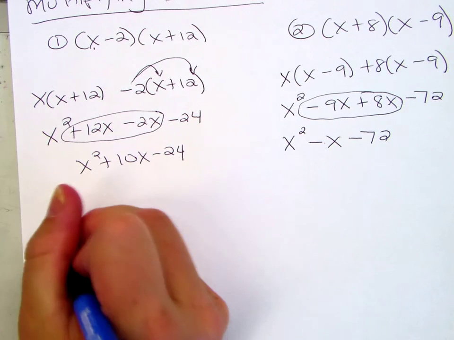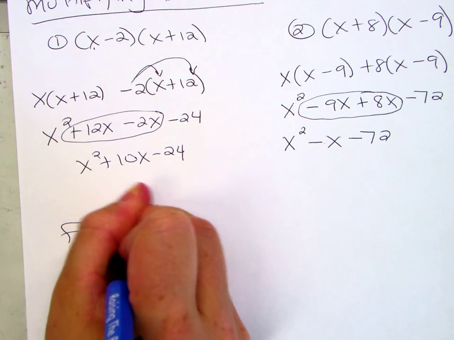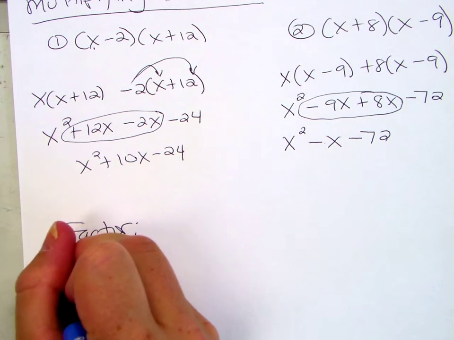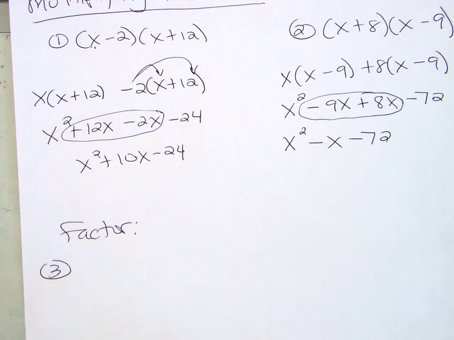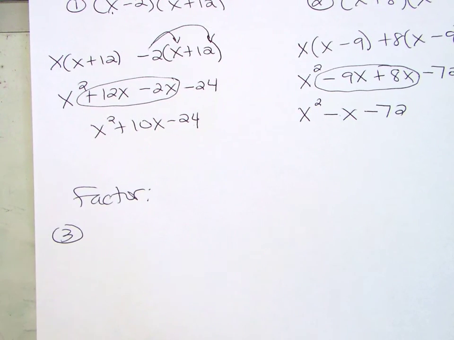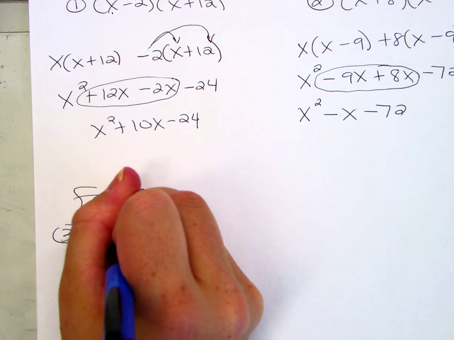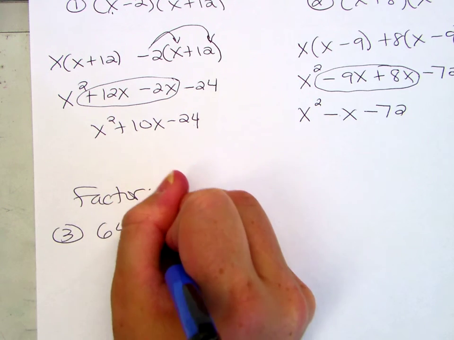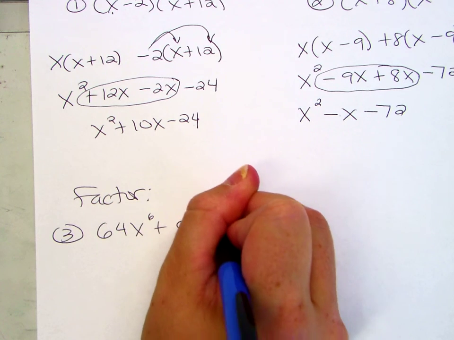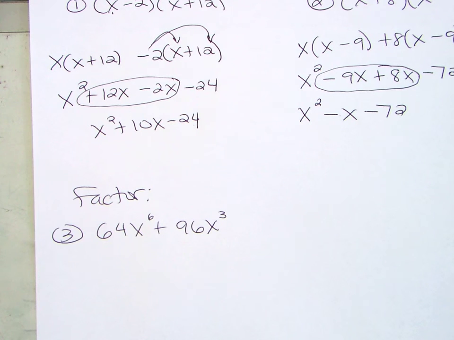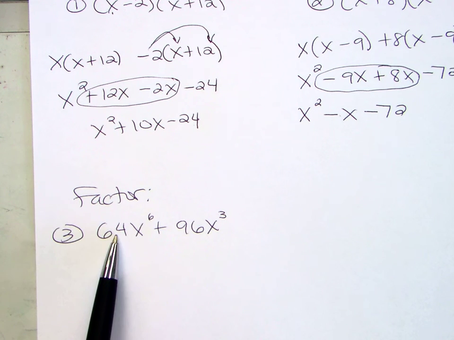All right, so now let's factor. Remember, factoring means reverse distributive property. All right, it's the reverse of the distributive property. So 64 x to the 6th plus 96 x cubed. So this is factoring using GCF. So we need to figure out what's the GCF of 64 and 96.